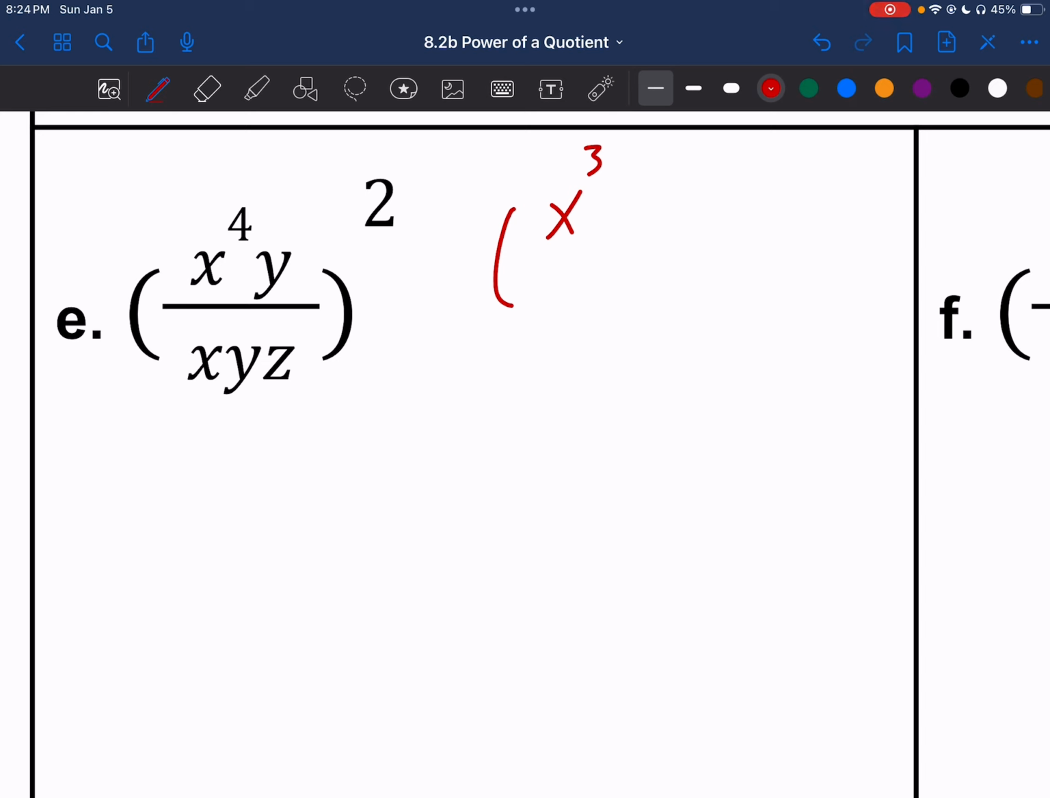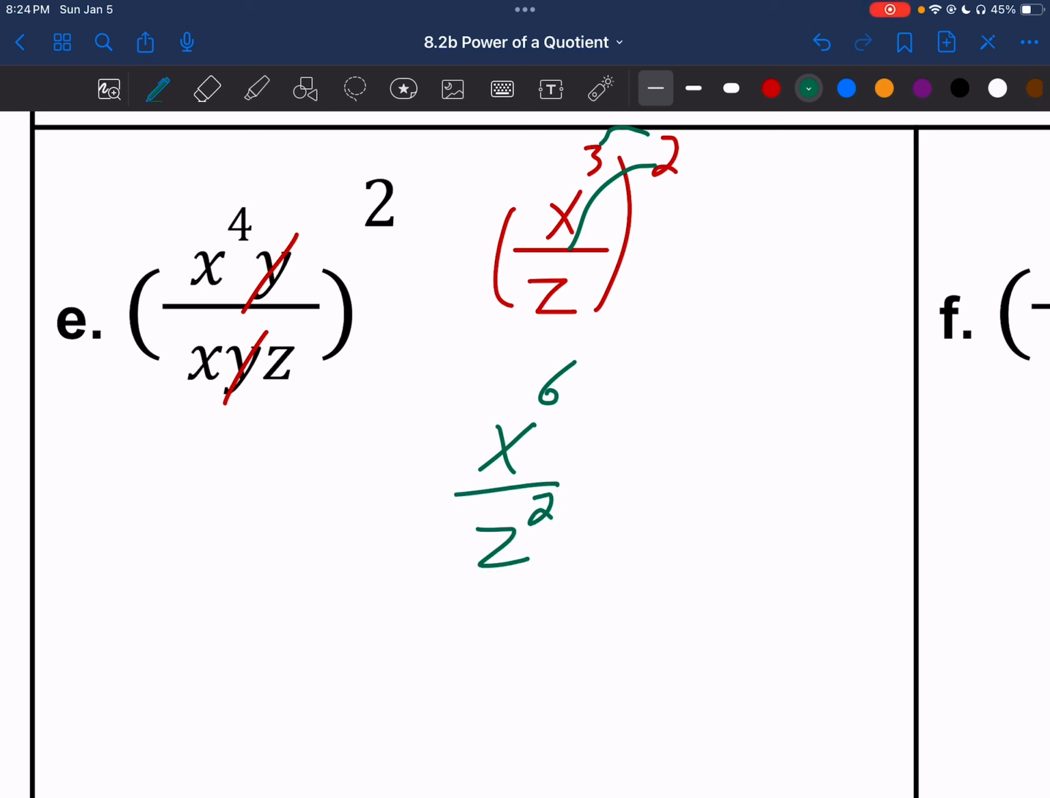Where do I have more y's? Well, it's the same in both, so they cancel out. And we're left with z in the denominator, and the whole thing is being squared. So now when I do that, and I apply the power rule, we have x to the 6th over z squared.